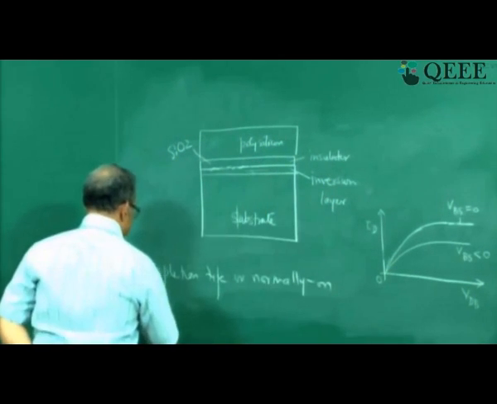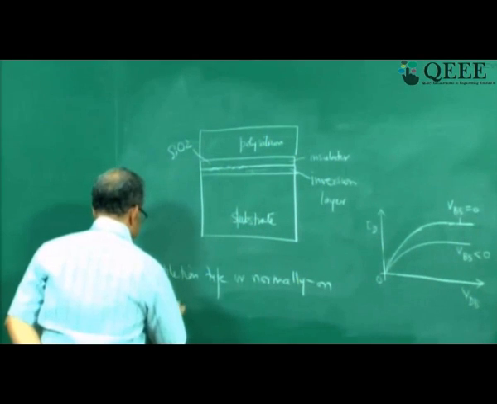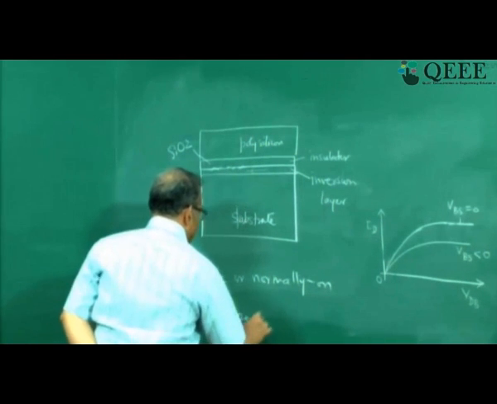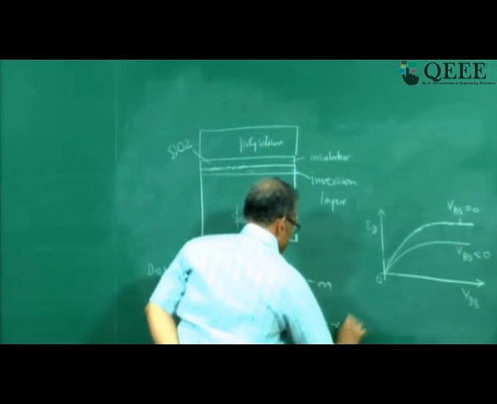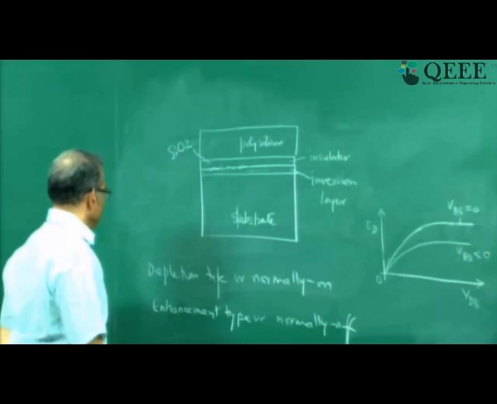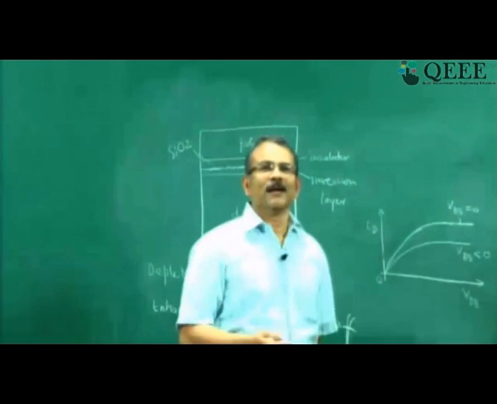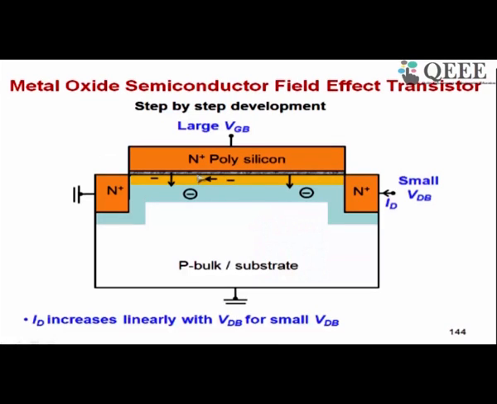And the opposite type is the type we discussed first, that is enhancement type, or normally off. Now you can easily understand why it is called normally on or normally off, right? Even in the absence of VGB, if I get an inversion layer, it is normally on. If I need to apply VGB so that I get an inversion layer, then it is normally off.